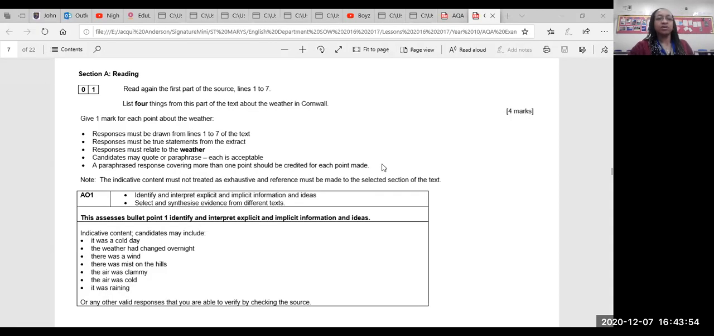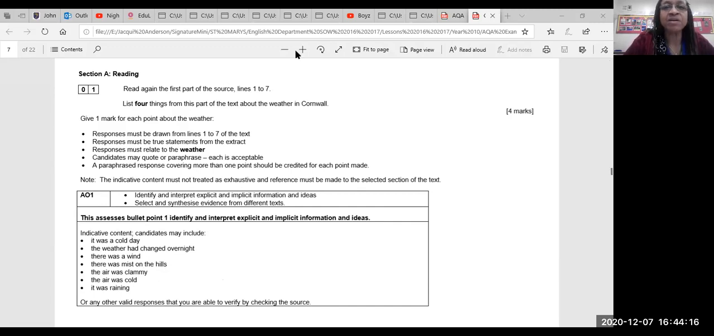a range of answers that you could have used for your question 1. So you could have said it was a cold day, as we said, that the weather had changed overnight, that there was a wind, it was misty on the hills, the air was clammy, the air was cold, it was raining. So those are the types of things that the examiners will be looking for based on the information in lines 1 to 7.